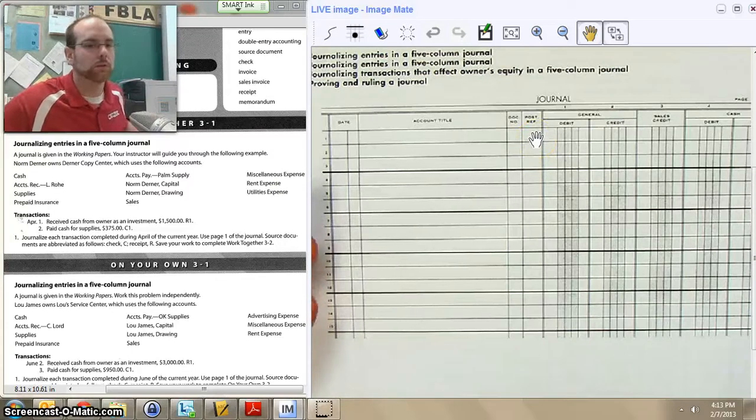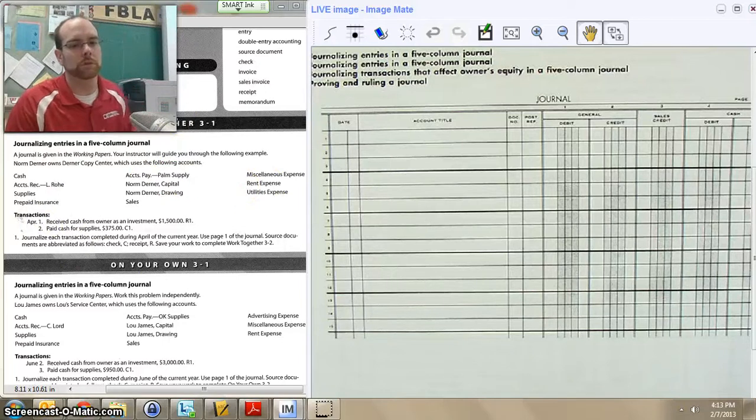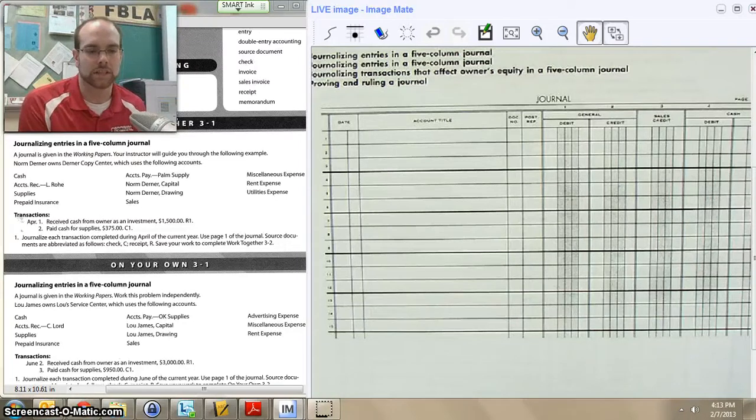So what we're going to do is go through these first two entries into a 5-column journal. The first transaction we're going to take a look at, and keep in mind these are the accounts we have to choose from, so they give us a list of accounts. The first transaction is on April 1st, we received cash from the owner as an investment of $1,500, and that came from receipt number 1.